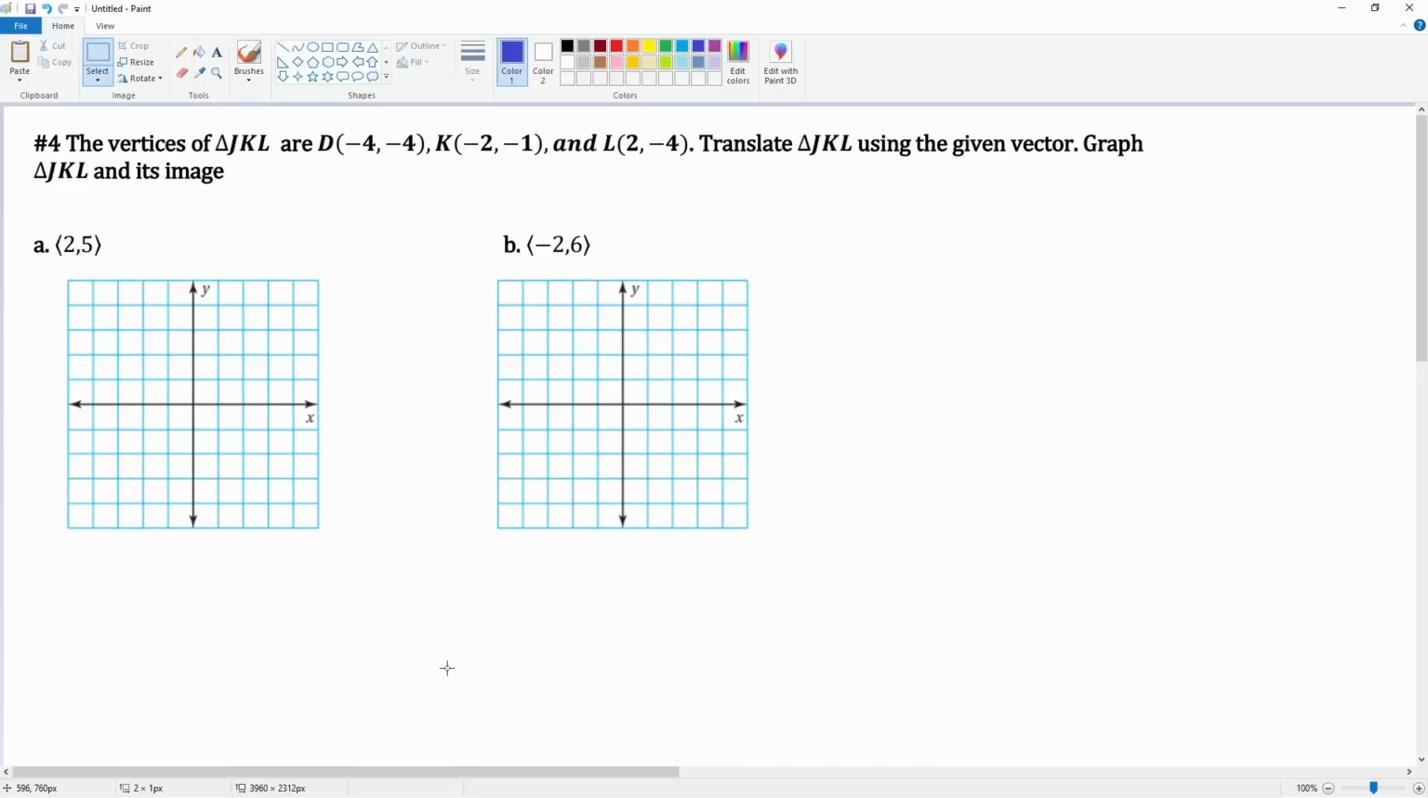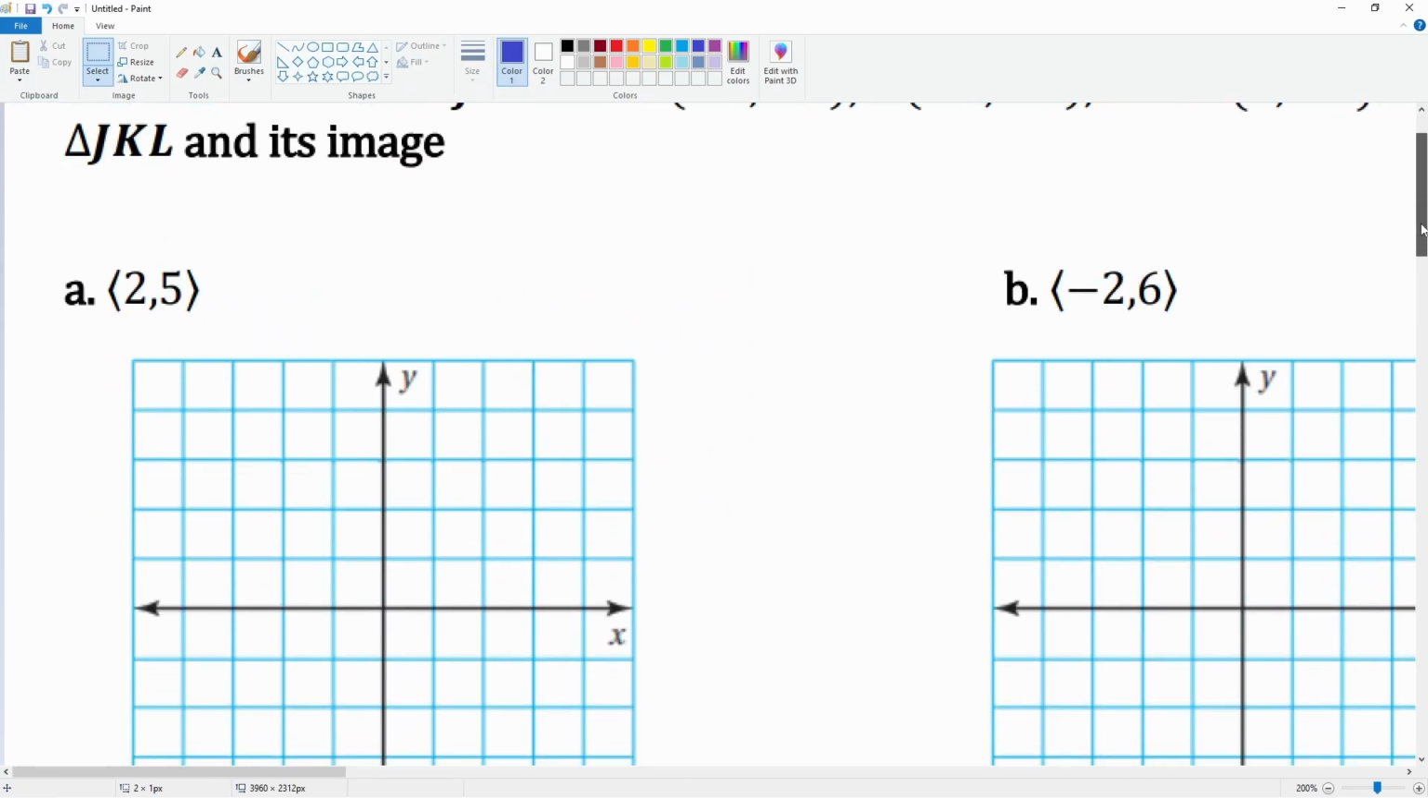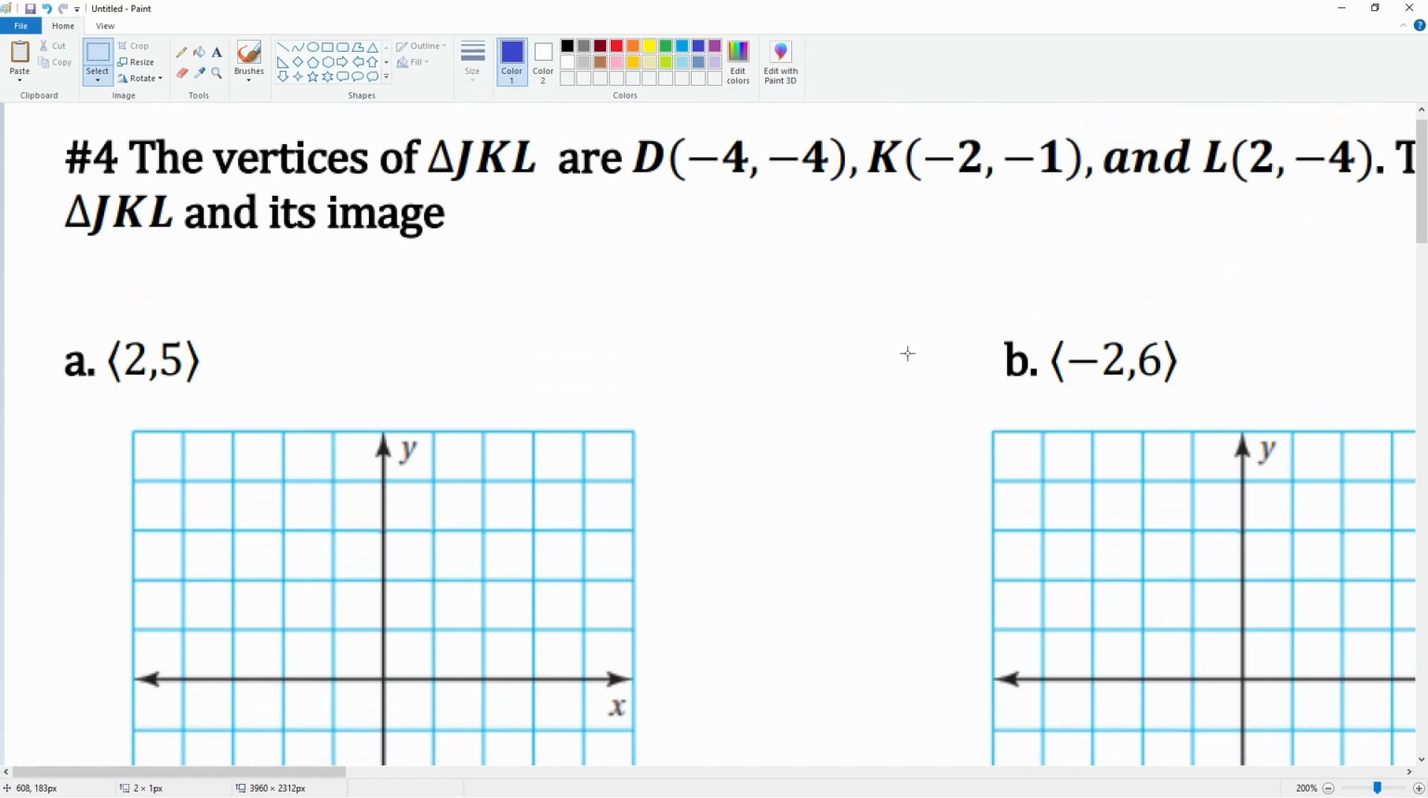Section 9, number 4, the vertices of triangle JKL are the following. You're going to translate it using the given vector here. All right, so let's graph the original first because we're going to use it for both of them.